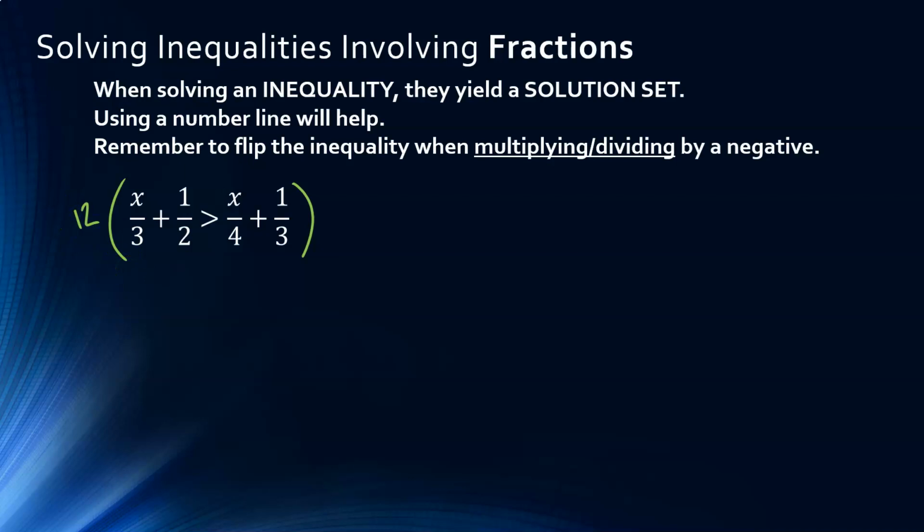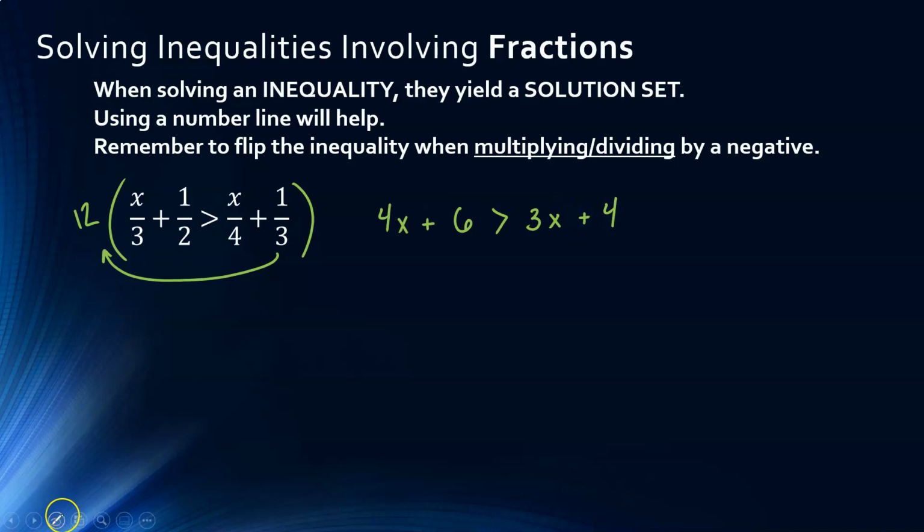So when I do that, we would have 3 goes into 12 4 times. We'd have 4 times x. And then for the next one, 2 goes into 12 6 times. So we would have plus 6 times 1, or just 6, is going to be greater than. And 4 goes into 12 3 times. We'd have 3 times x. And lastly, 3 goes into 12 4 times. And so we would just have 4 times 1, or 4.